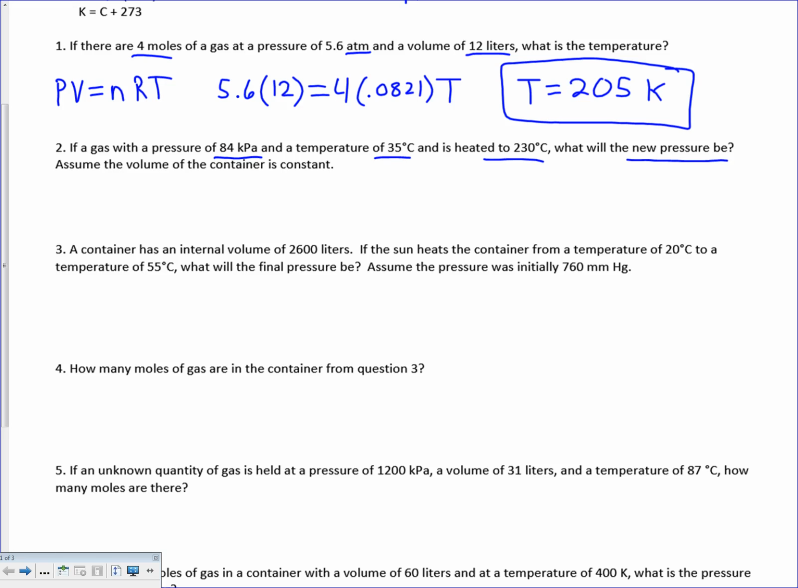So we have to solve the PV equals nRT equation to get pressure and temperature on the same side and everything else on the other side. So what this solves to is P over T equals nR over V. And then we say all of this is going to be constant. So we get P1 over T1 equals P2 over T2. That's our gas law that we have for this problem.